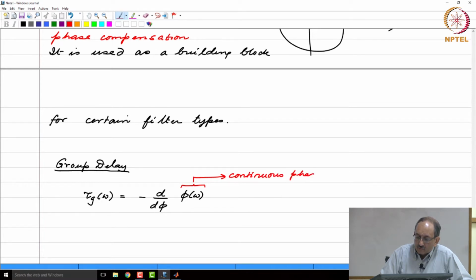where phi of omega is the continuous phase function. So, this is the unwrapped phase, and for systems with rational transfer function, you can always write the frequency response as amplitude response times e to the j continuous phase response. So, that is always possible, and hence for the class of systems that we are interested in, phi of omega being a continuous phase function is the actual behavior, and the group delay is the negative derivative of phi of omega.